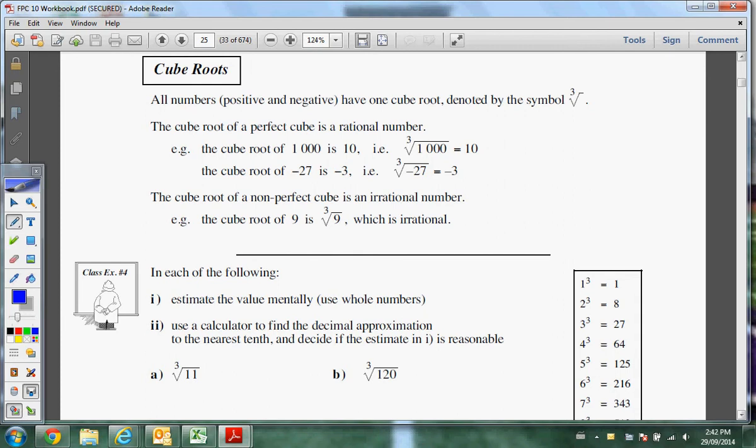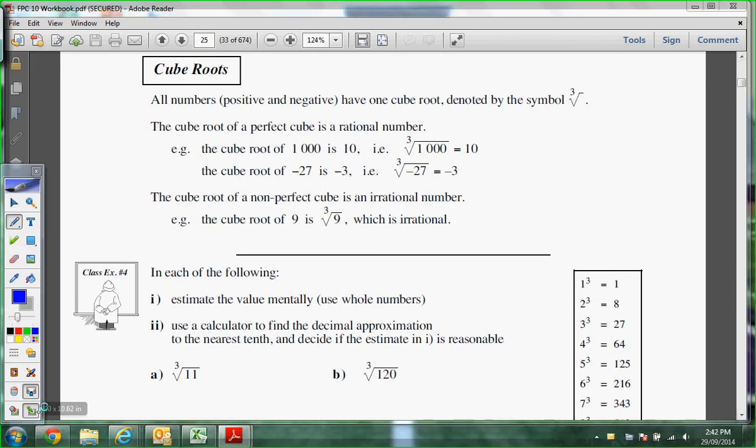Okay, that is possible. The reason being, let's just walk through that. This is just 10 times 10 times 10 equals 1,000. This would be negative 3 times negative 3 times negative 3. Negative 3 times negative 3 is a positive 9, times a negative 3 is a negative 27. That's where that comes from.